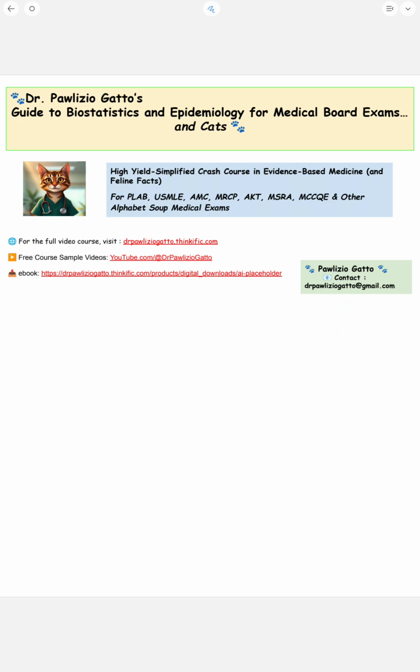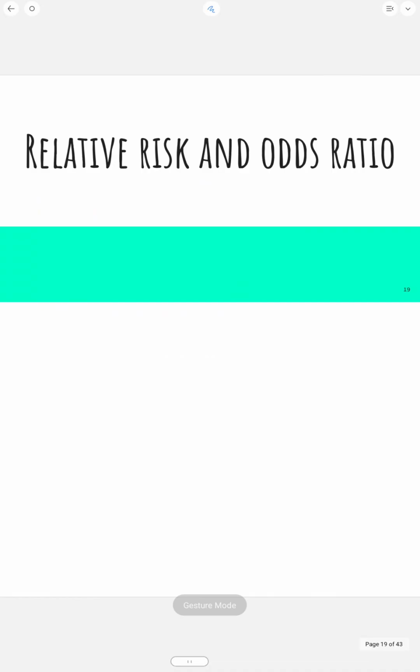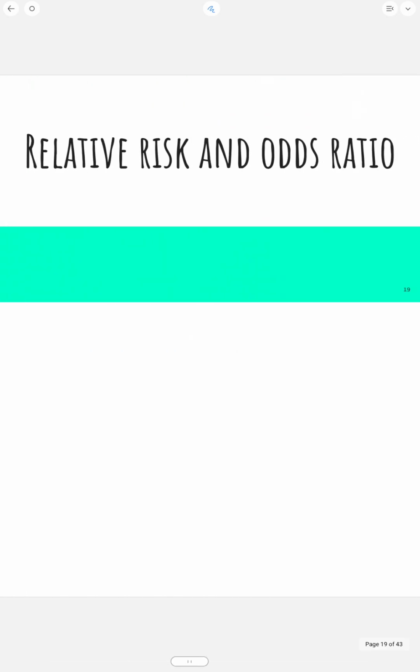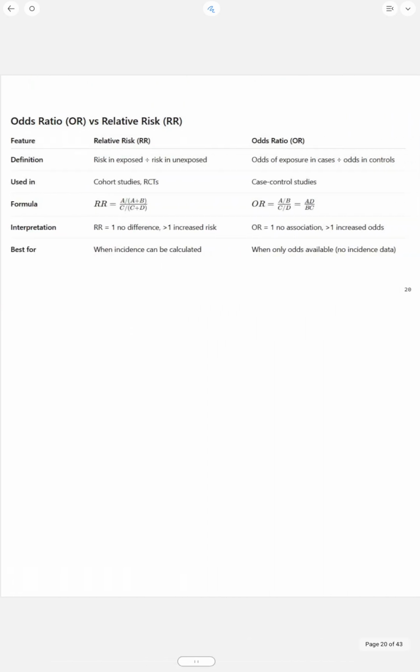This is a high-yield simplified crash course in everything evidence-based medicine for your alphabet soup medical exam, whether it's MRCP, USMLE, AKT, etc. Let's go on and see what we're talking about today, which is relative risk and odds ratio. This is just the contents of what's covered in the full course. Commonly tested, very high yield topic, so hope you find this useful.